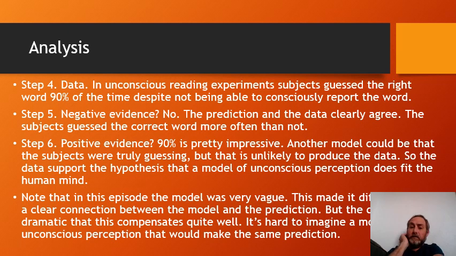So again, note that in this episode, the model was very vague. It really only gave us one bit of information, right? But the data was fairly impressive. 90% correct. But again, the model only made one prediction, that you'd be able to accurately perceive stuff that you can't consciously report, and it really did seem to support that, with that 90% correct. Okay, so I think we conclude, yeah, this is support for the model. The model does seem to be a good fit for the world.